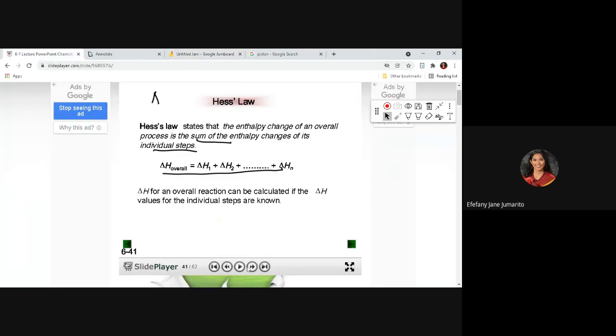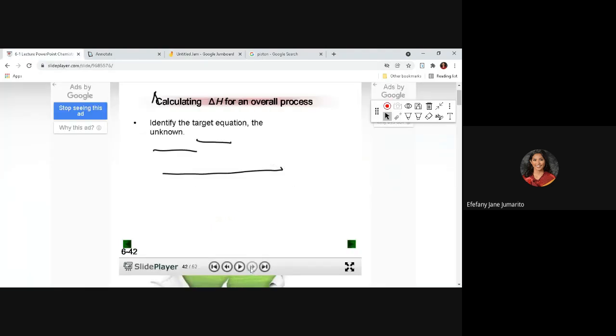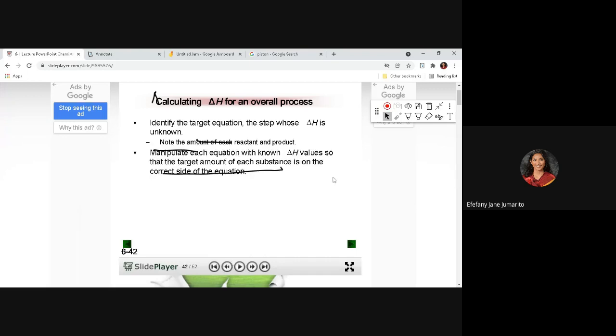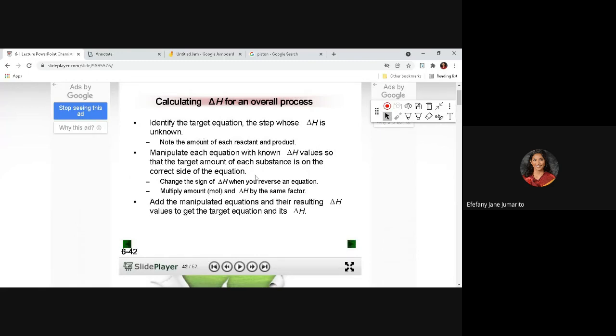Okay, that's Hess's law. Let's have calculating delta H for an overall process. Identify the target, then add.